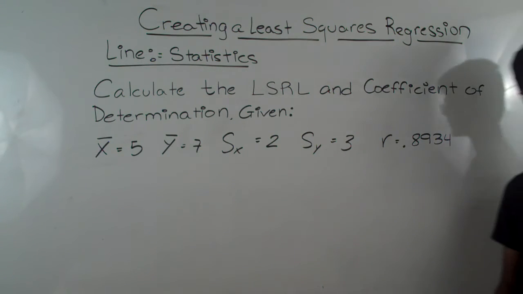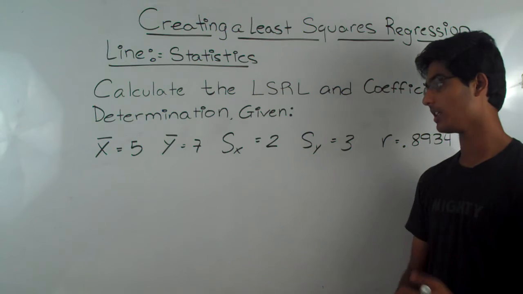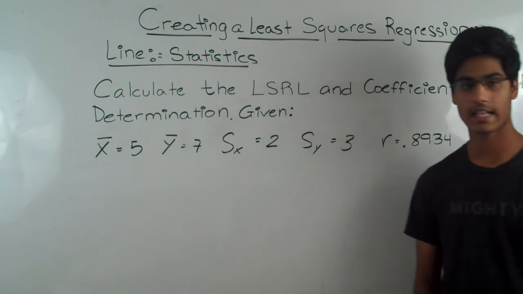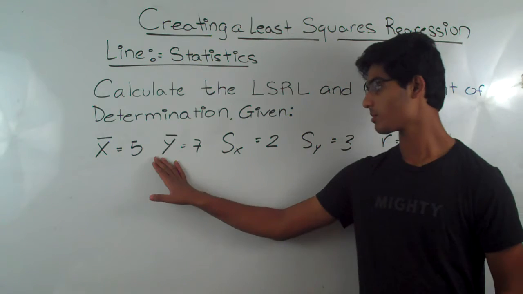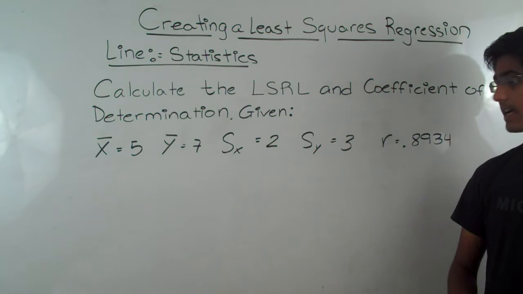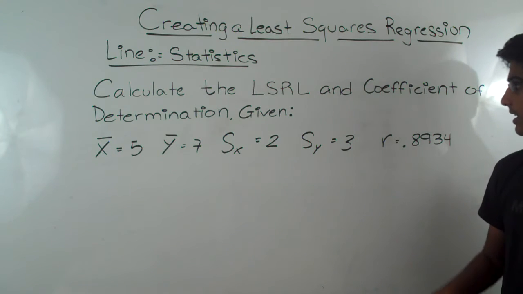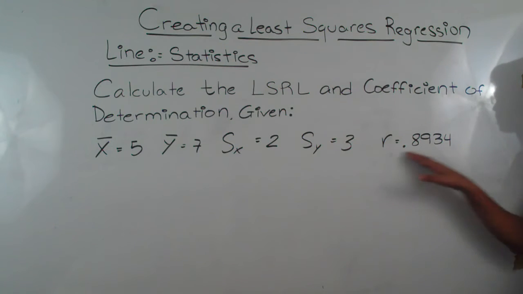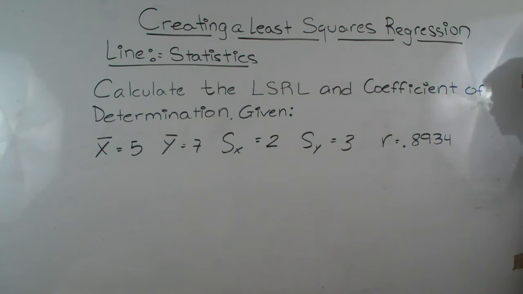So before we get started, let's first recap on what these terms mean. X bar means the average of all the x values, y bar means the average of all the y values, so the explanatory variable and the response variable. S sub x is the standard deviation of x, S sub y is the standard deviation of y, and r we know is the correlation coefficient.